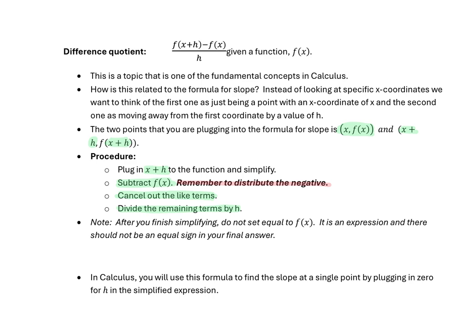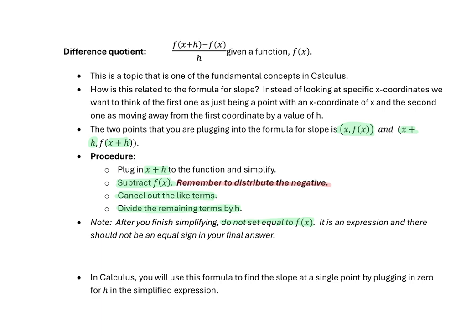One thing to note is this is a difference quotient. This is not the original function. So when you are done simplifying the entire thing, we do not set it equal to f of x. You just leave it. It is an expression. There should not be an equal sign in your final answer. Now, when we talk about slope, remember that to find a slope, you have to have 2 points. When we work with the difference quotient, after we simplify this entire thing, we can plug in 0 for h. It's not going to be undefined, and we can find the slope at a single point.